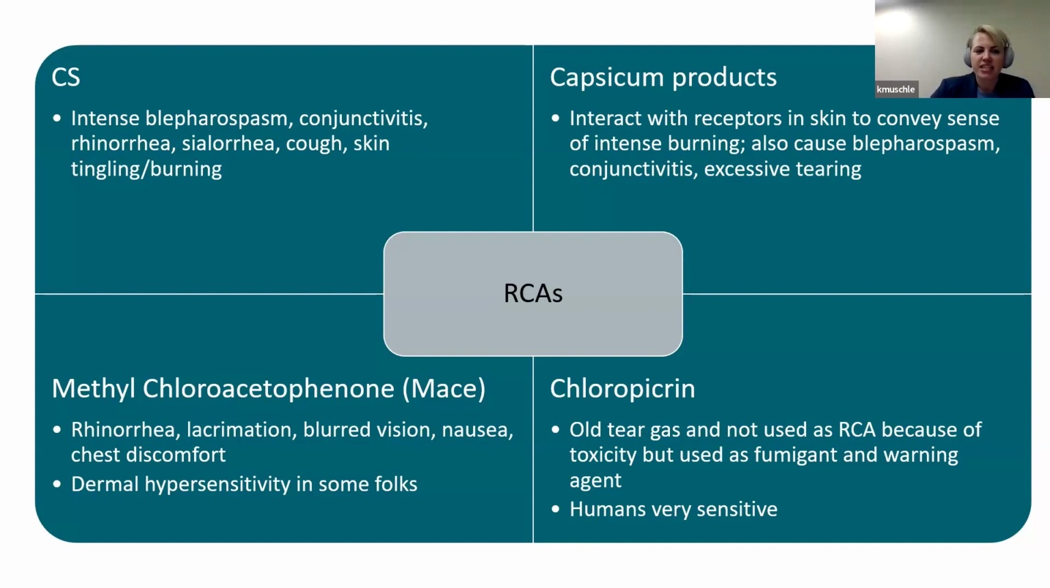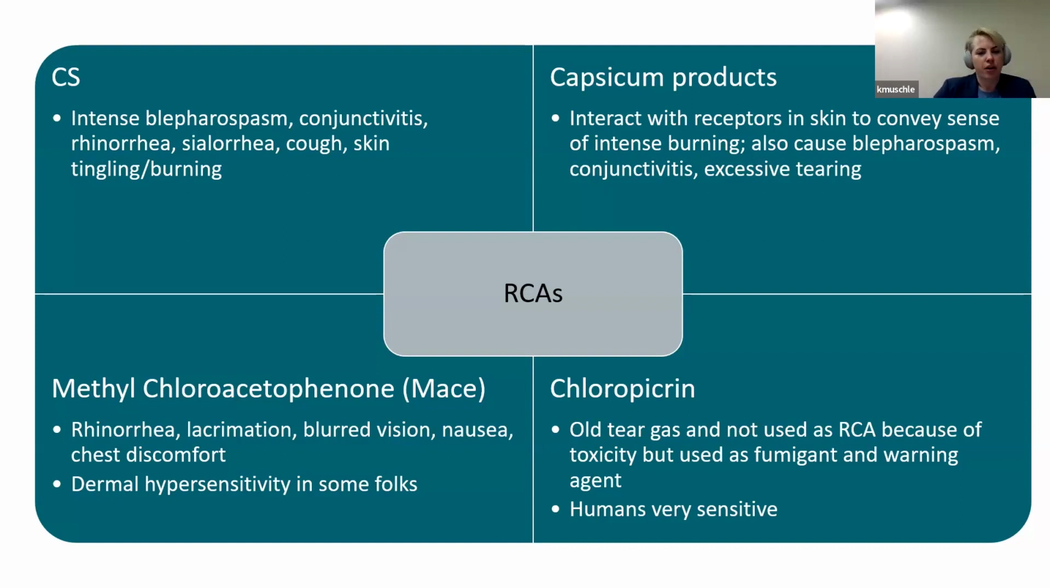Methylchloroacetophenone, which is mace, is again very structurally similar to these other compounds, and it causes rhinorrhea, lacrimation, blurred vision, nausea, chest discomfort. One of the more unique things with mace is that some people do have some dermal hypersensitivity to it, so they can end up with slightly more prolonged skin symptoms than others.